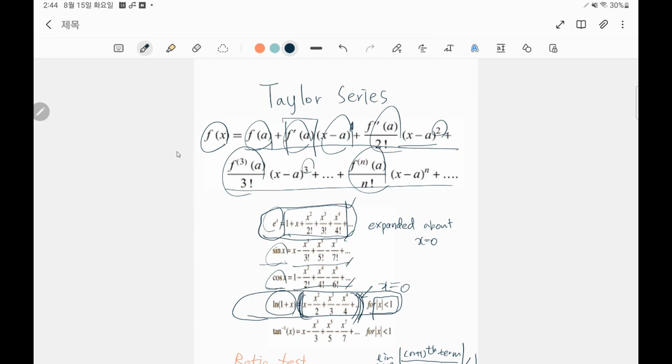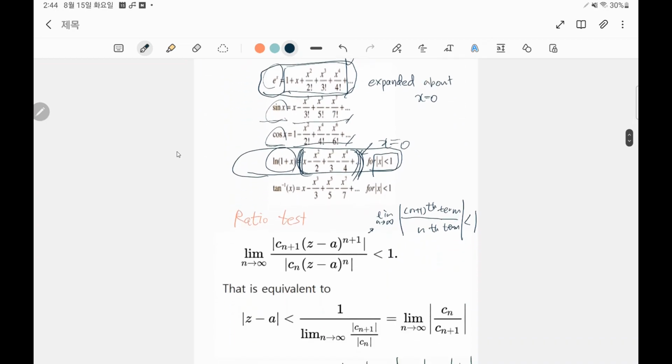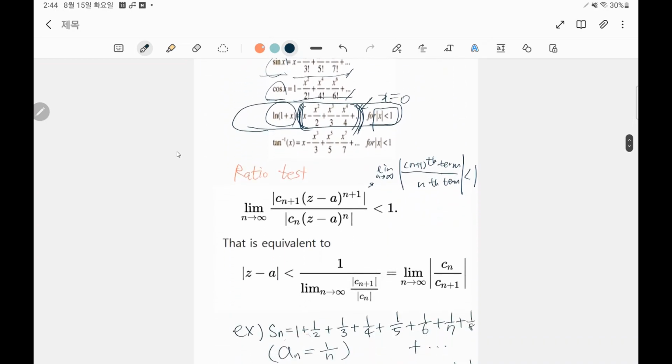So what is the condition? How do you get the condition for which the series converges to its original function and doesn't blow up to infinity or not? The test you do is the ratio test, which is this equation here.